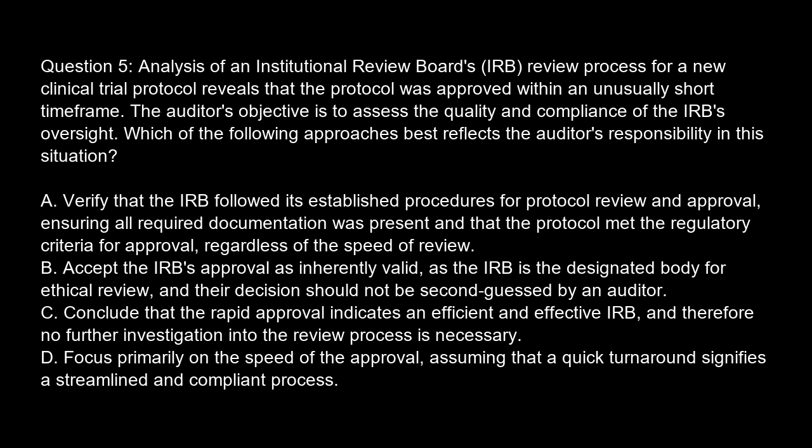Option A. Verify that the IRB followed its established procedures for protocol review and approval, ensuring all required documentation was present, and that the protocol met the regulatory criteria for approval, regardless of the speed of review. Option B. Accept the IRB's approval as inherently valid, as the IRB is the designated body for ethical review, and their decision should not be second-guessed by an auditor. Option C. Conclude that the rapid approval indicates an efficient and effective IRB, and therefore no further investigation into the review process is necessary. Option D. Focus primarily on the speed of the approval, assuming that a quick turnaround signifies a streamlined and compliant process.